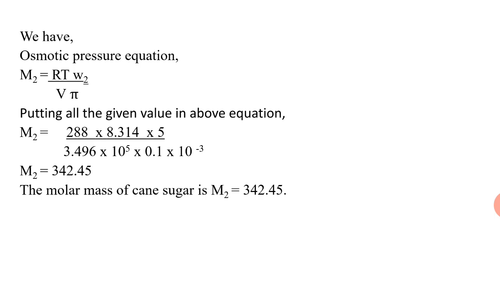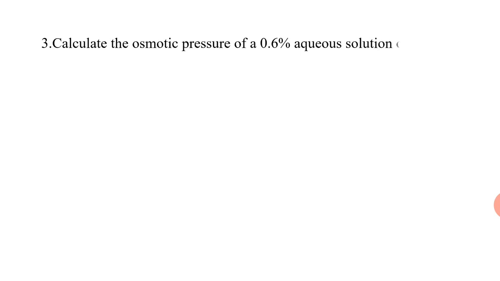Now we will see one sum in which we can calculate the osmotic pressure. So let us see the sum. Calculate the osmotic pressure of a 0.6% aqueous solution of urea having molecular weight 60 at 300 Kelvin. Let us see. First, write down the given data. Read the sum once again. The weight of solute W2 is 0.6. Temperature is 300 Kelvin, M2 is 60. Now we have to calculate pi.